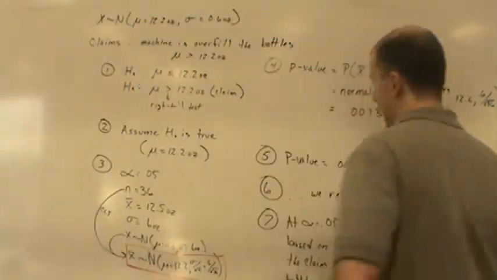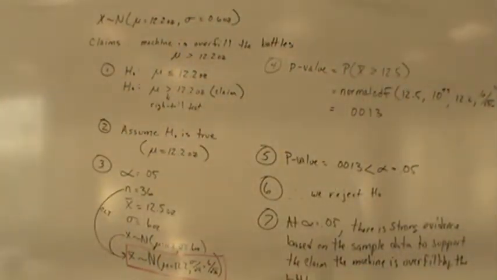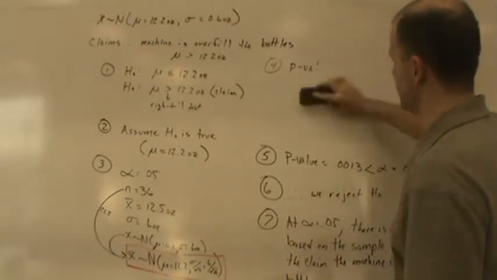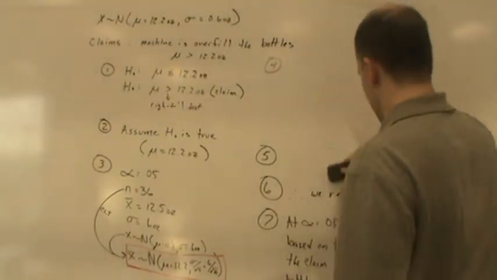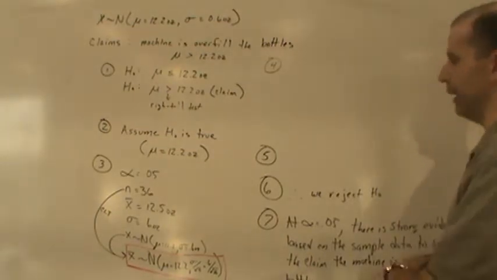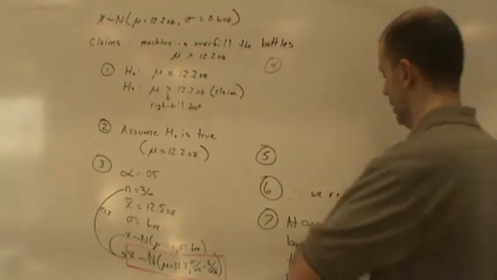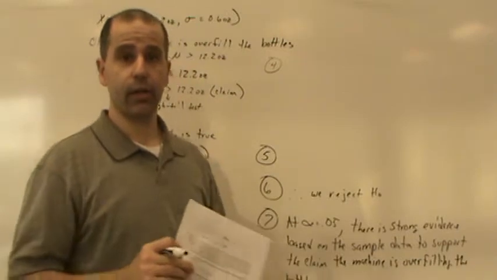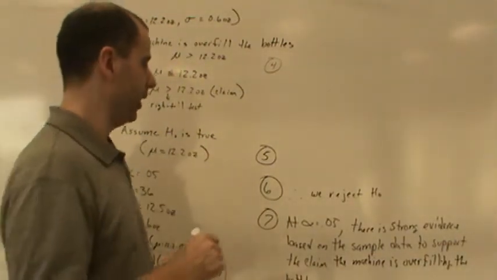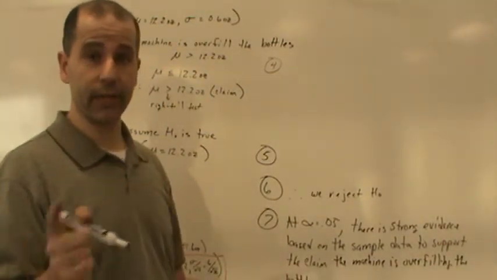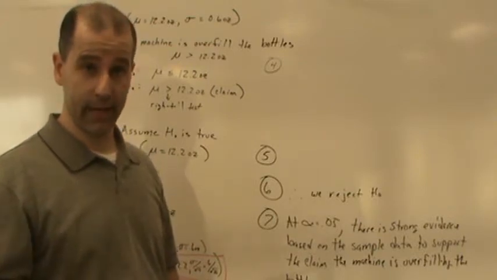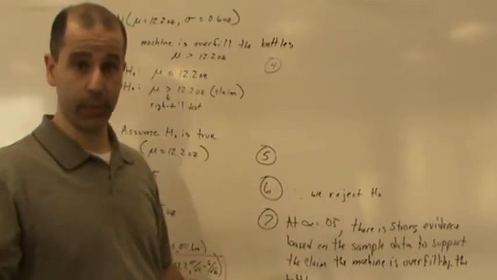Okay? So now let's show you how to do this on the calculator. Here's where I'm going to introduce the calculator. There is a function on your calculator that will give you both the p-value and your z-star value. So it'll give you both of the things you need in order to do either the traditional method or the p-value method.